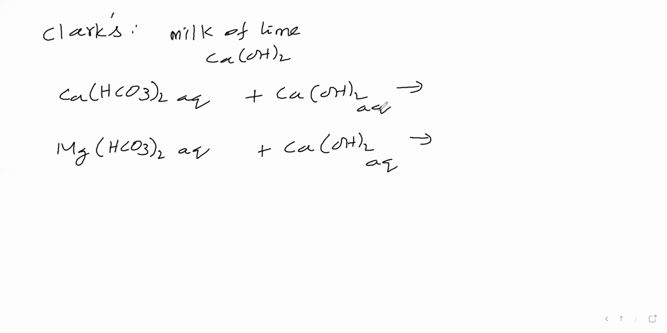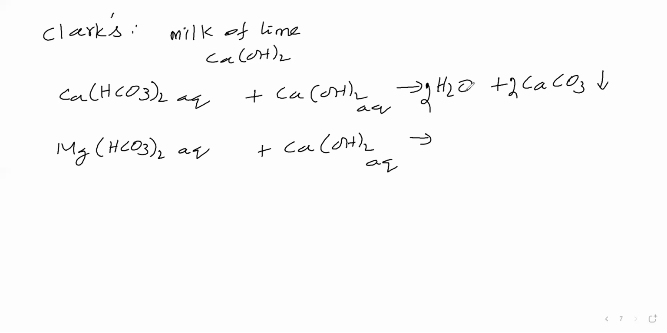Now here the hydroxide is a base. Bicarbonate has an acidic hydrogen, H plus. This OH minus abstracts the H plus and becomes water. Then the calcium ion and carbonate ion are there. Calcium carbonate is always insoluble, therefore calcium carbonate is precipitated.